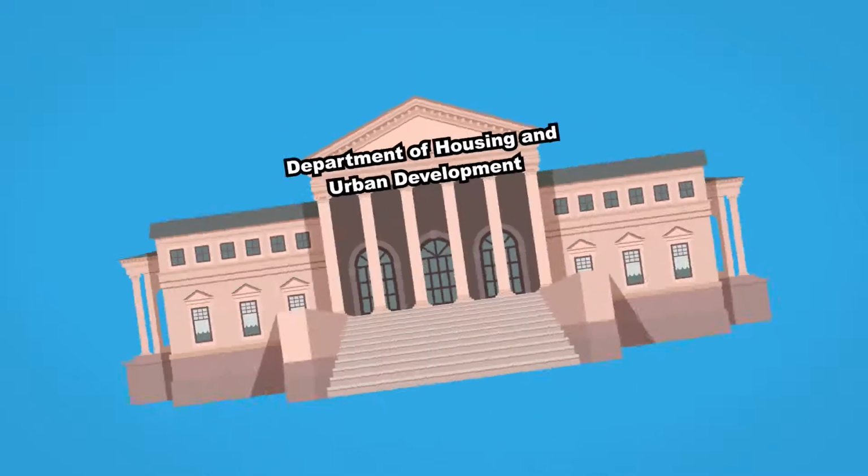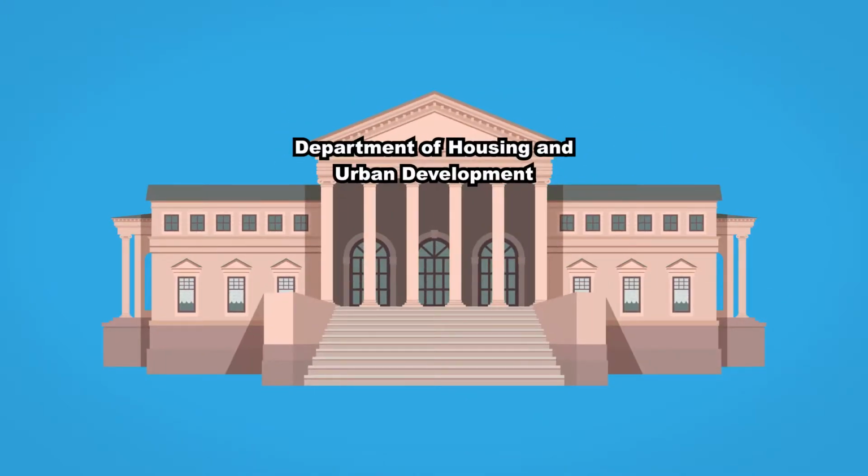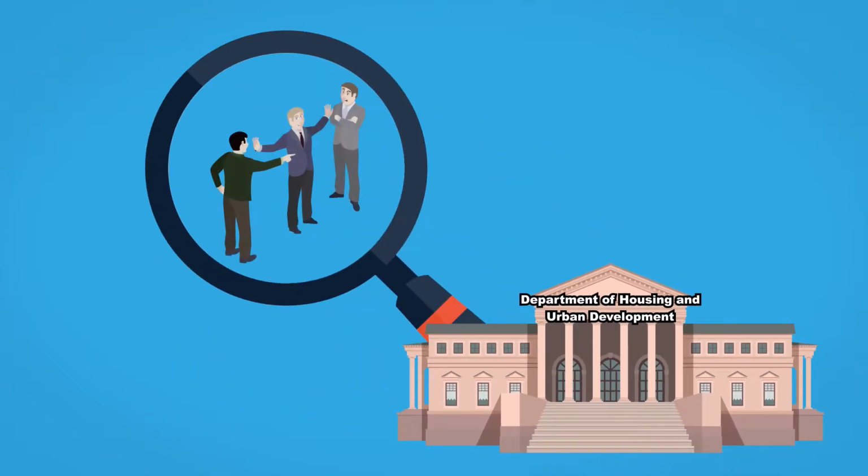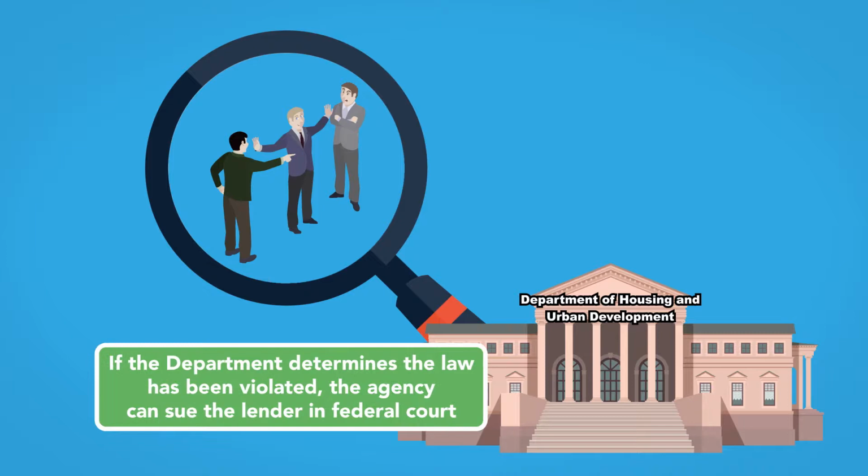People may complain to the Department of Housing and Urban Development if they believe a mortgage lender has discriminated. The department investigates the complaint and attempts to resolve it between the parties. If the department determines that the law has been violated, the agency can sue the lender in federal court or bring it before an administrative law judge.